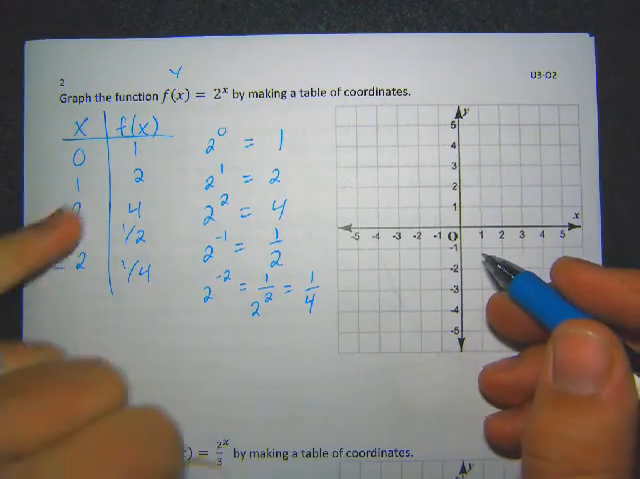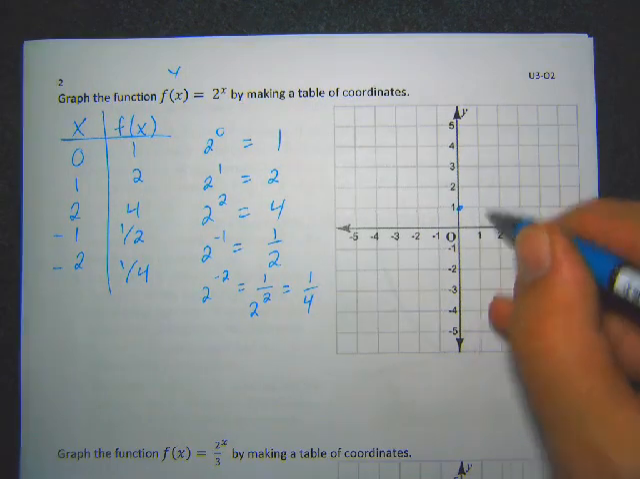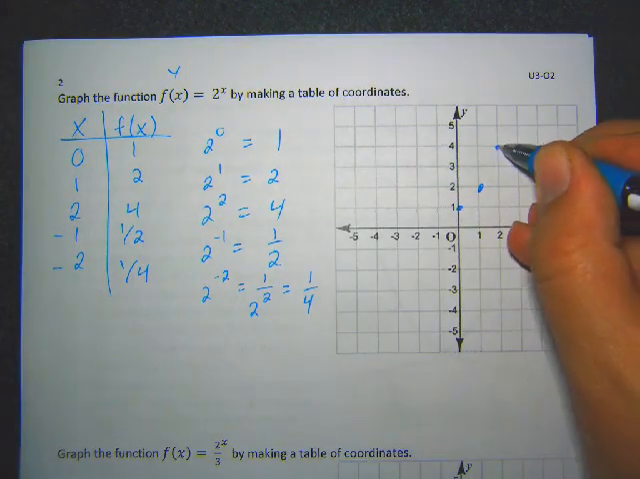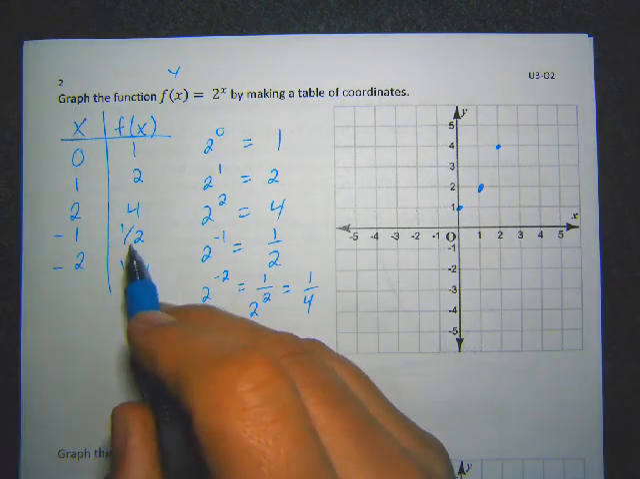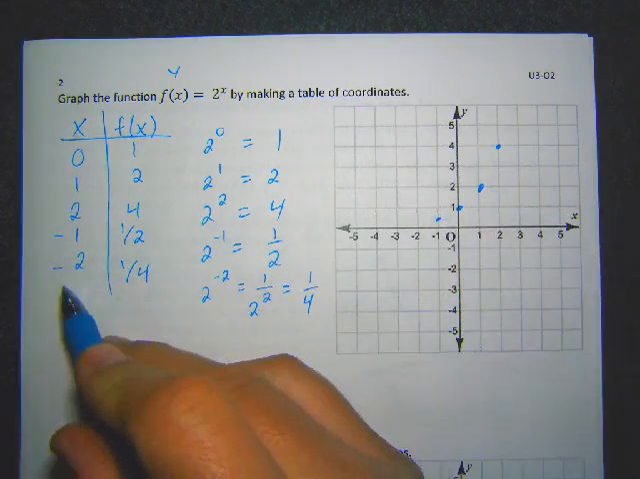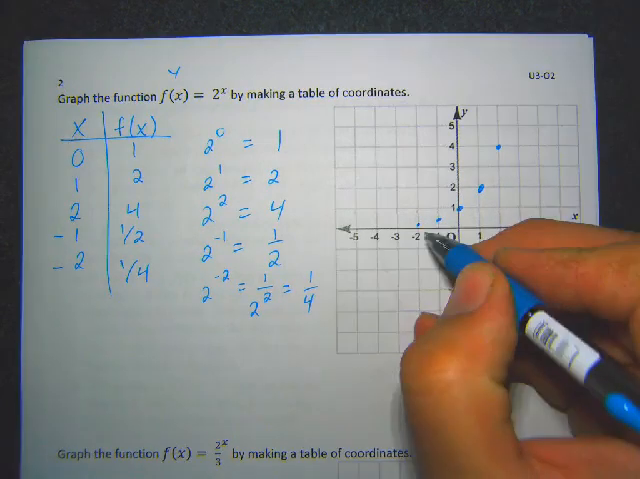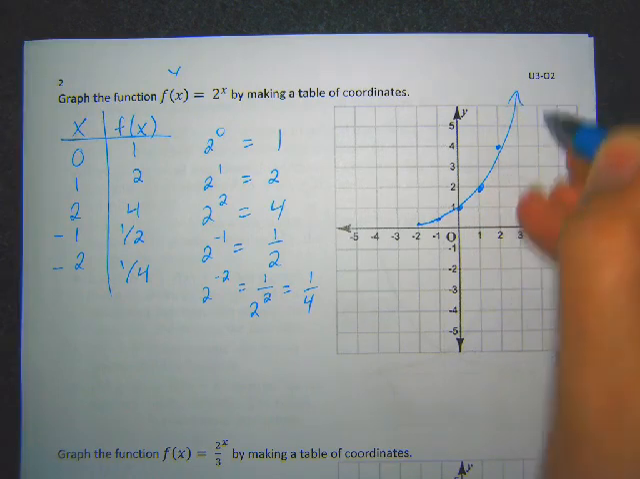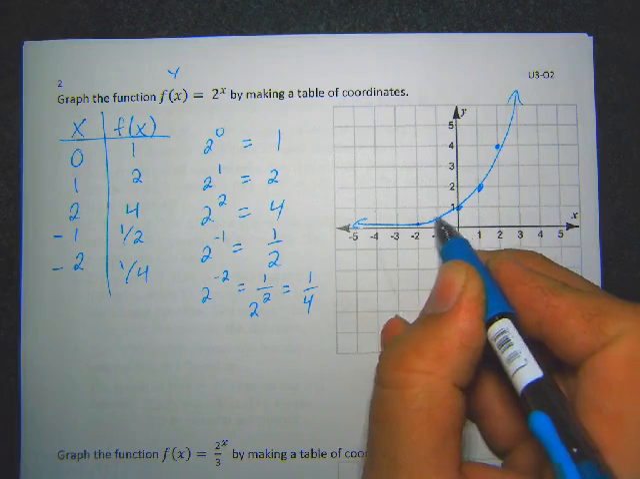So if I graph this, I've got 0 is 1, 1 gives me 2, 2 gives me 4, -1 gives me 1/2, -2 right here would be like 1/4. And you can see that as it goes to the right, it actually curves upwards pretty steeply. And then as you go to the left, it's going to level off, and it's going to get lower and lower and lower.